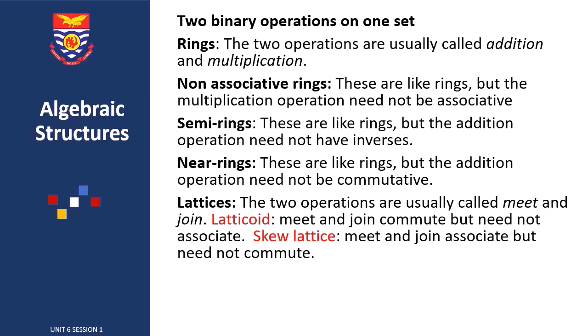And we have skew lattice. In a skew lattice, meet and join associate but need not commute. That is, commutativity is not defined. So very interesting. You see the ability of mathematics, and more importantly pure mathematics, is very interesting. Likewise, applied mathematics is very, very interesting. You can apply math everywhere, in every part of this world.